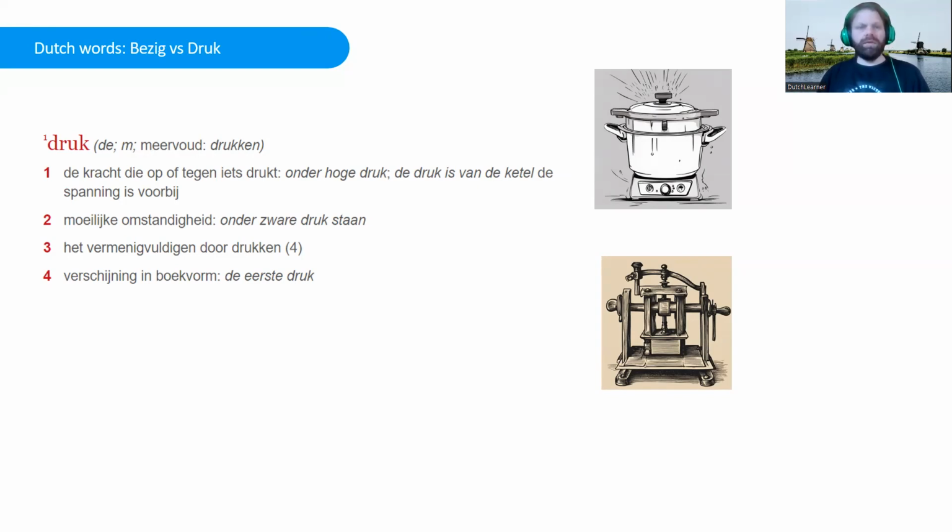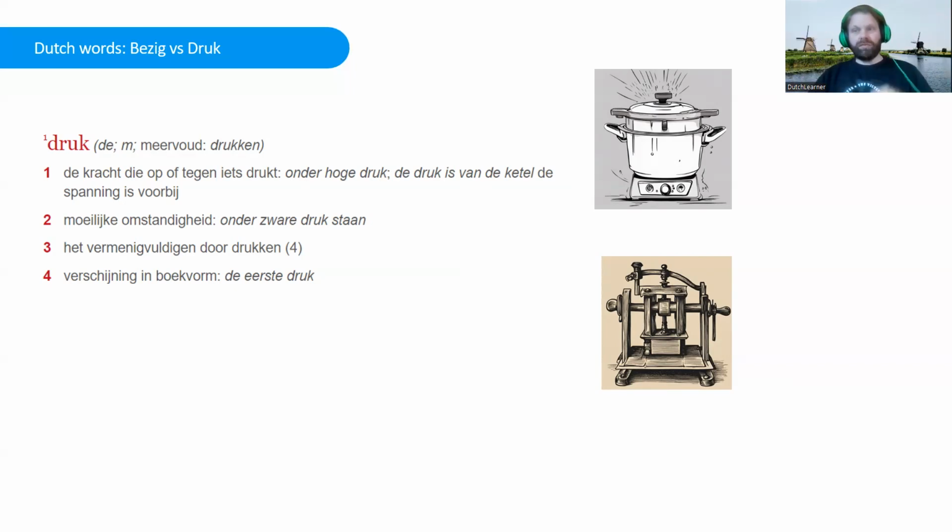Then the next one, moeilijke omstandigheden, onder zware druk staan. Difficult circumstances, to be under a lot of pressure. Okay. Het vermenigvuldigen door drukken, multiplying by what? By pressing? Well, the translation would be by printing in modern English. But if you think about the printing of a book, for example, and I put a picture of it in the PowerPoint, then you see the old way of printing a book was to press it, right? It wasn't to print, it was by pressing. So that's the same idea.